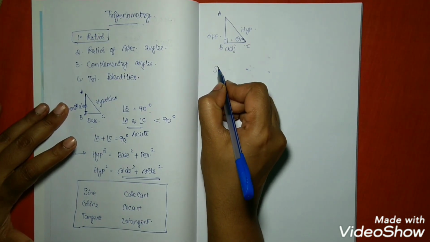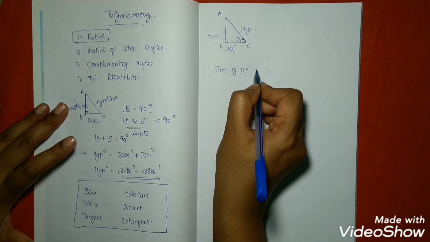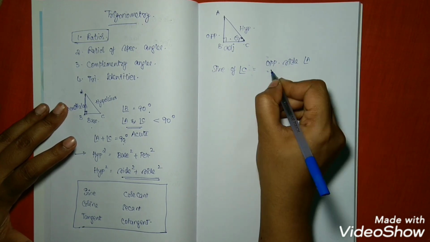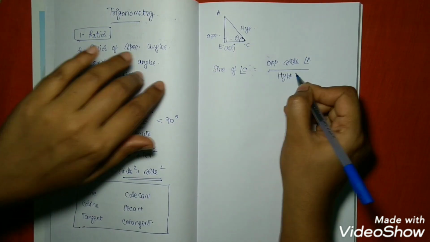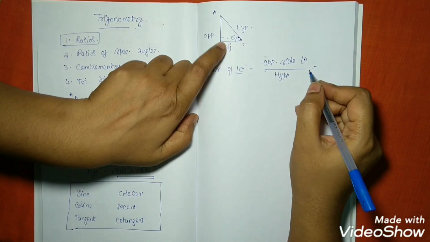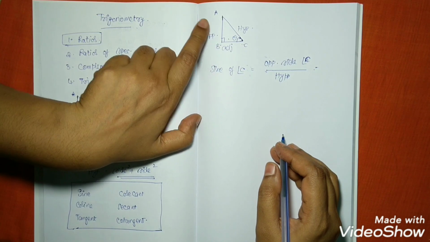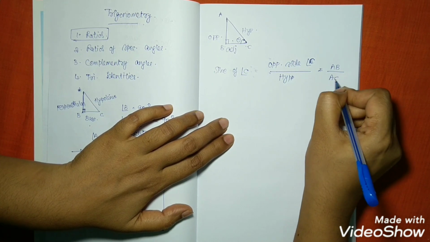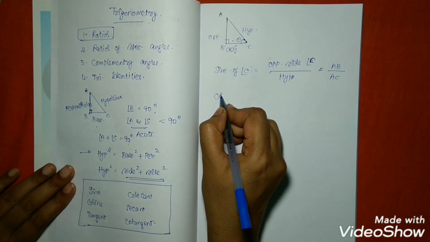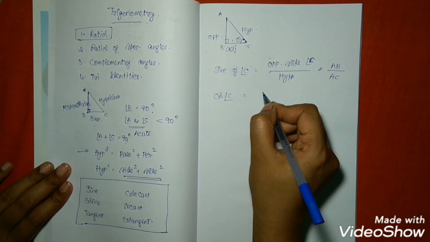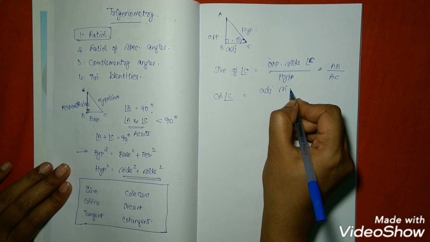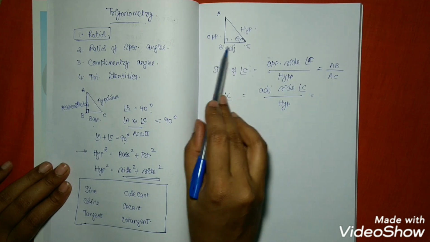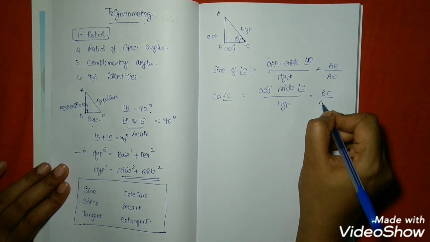So now sine of angle C is defined as opposite side to angle C divided by hypotenuse. What is opposite side to angle C here? AB. So that is given by AB divided by hypotenuse, here AC, right? So now cos C is defined as adjacent side of angle C divided by hypotenuse. What is adjacent to angle C here? BC divided by hypotenuse AC.